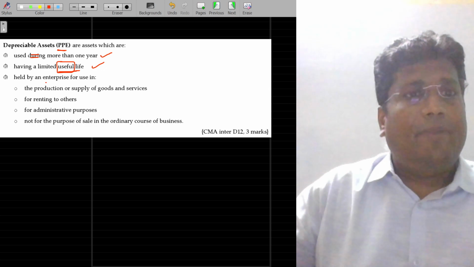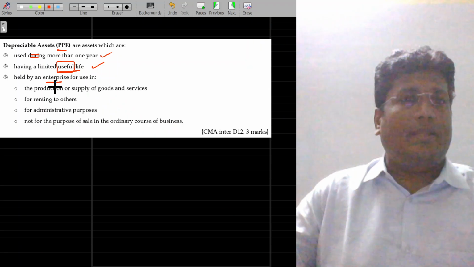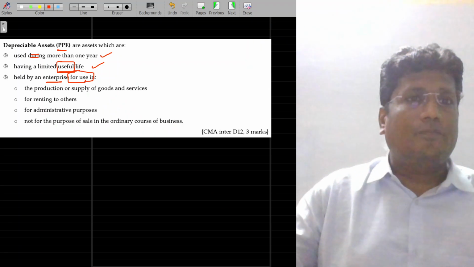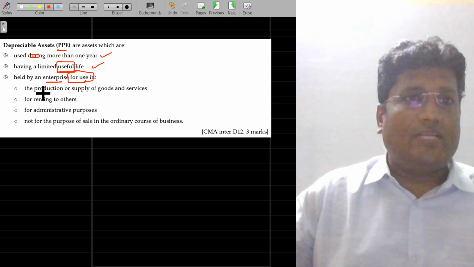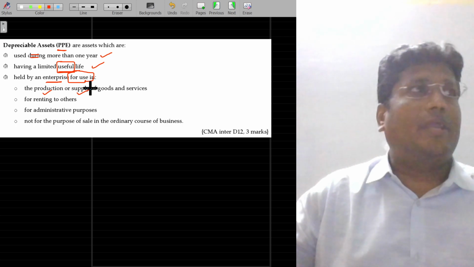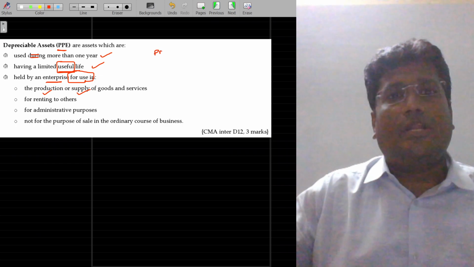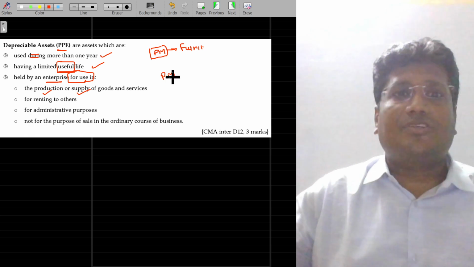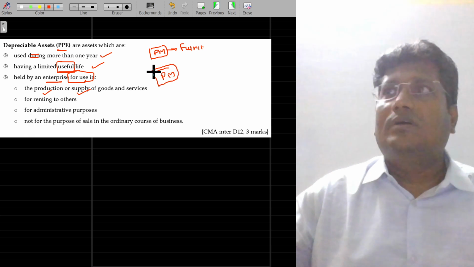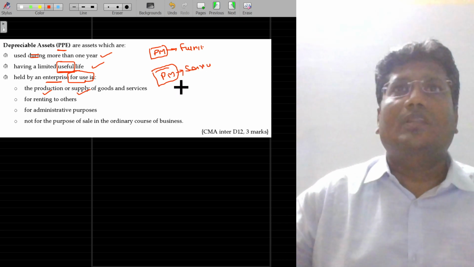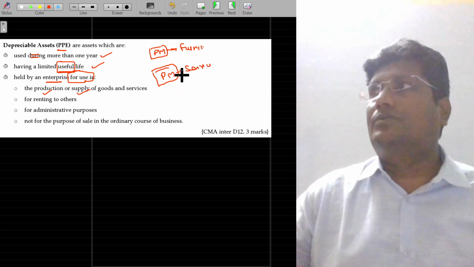And this is held by the enterprise, used by an enterprise for use in what? Either they can use the asset for production or supply of goods and services. Okay, using the plant and machinery, I can manufacture furniture. Using the plant and machinery, I can render any services. Okay, what sort of services am I able to do?